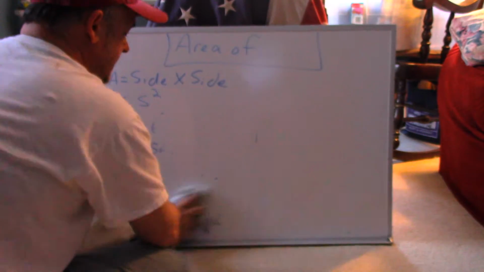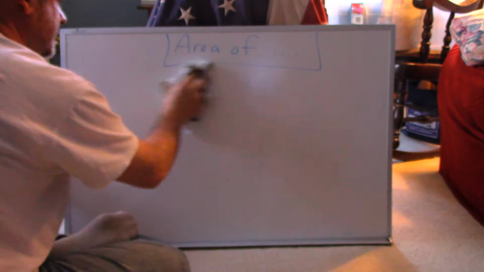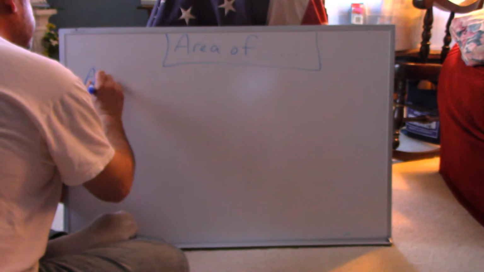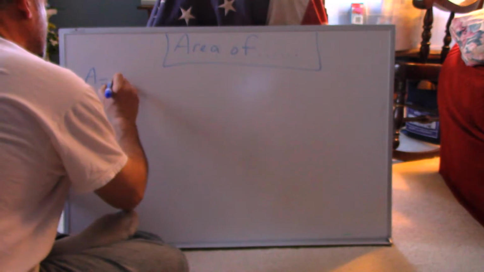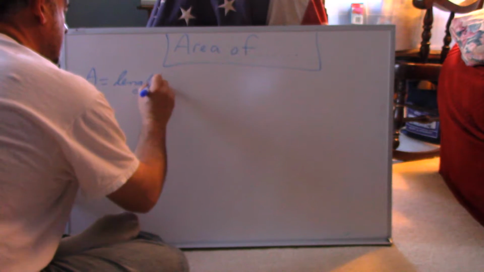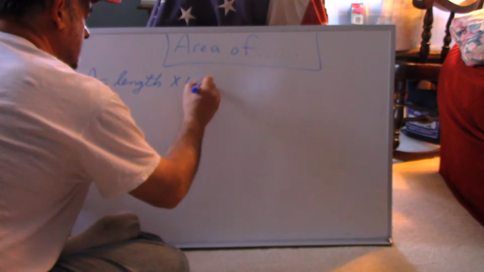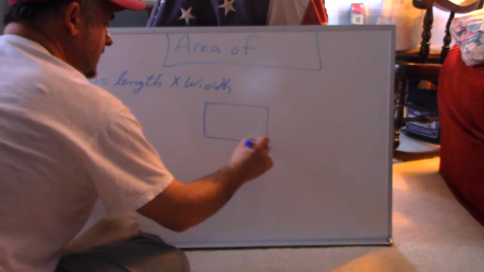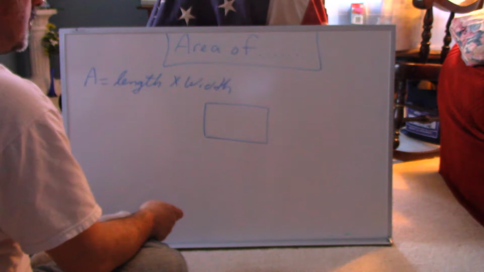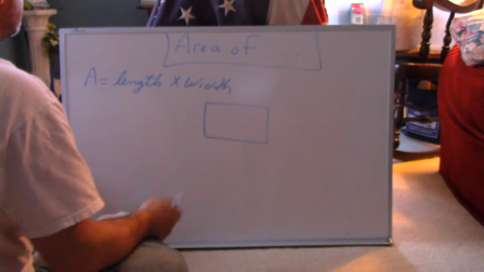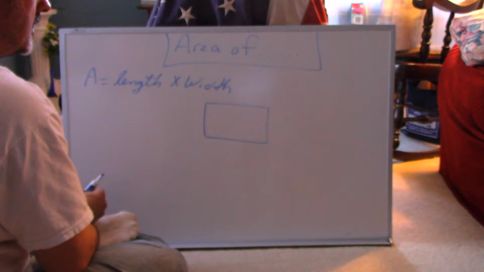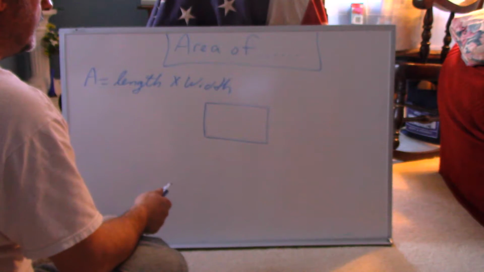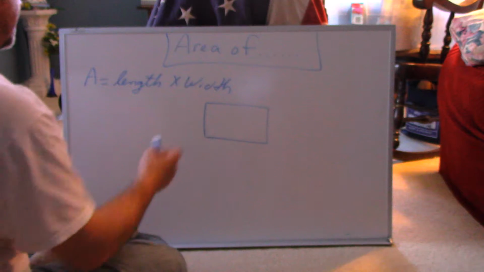All right, now let's go to rectangle. I want to cover 4 different shapes today. Next one will be rectangle, right? And for a rectangle, the formula is area equals length times width. Okay? And if I have a rectangle, the thing about a rectangle is all four corners are right angles, opposite sides are equal, and the length is the long part and the width is the short part.